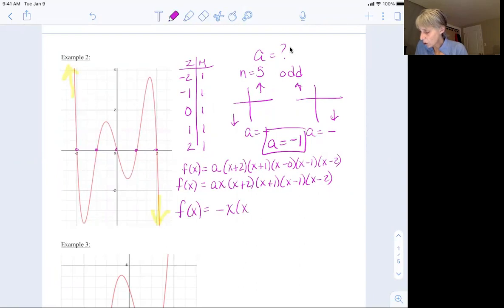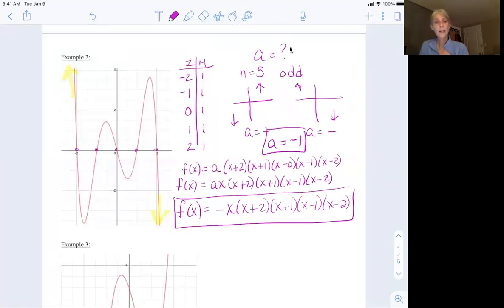So you just finish off by substituting for a. And that's your function.